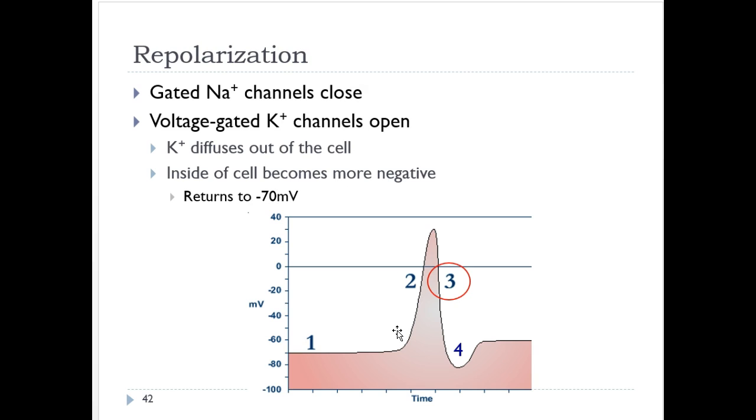Repolarization is where the gated sodium channels are going to be closed. Those voltage-gated potassium channels are opened. And what happens is potassium diffuses outside the cell. Remember how they want to go from high concentration to low concentration until they get to equilibrium? So potassium is going to go outside the cell and diffuse out. Inside the cell, it becomes a lot more negative, and it returns to about -70 millivolts. And that's where an action potential is going to take place.